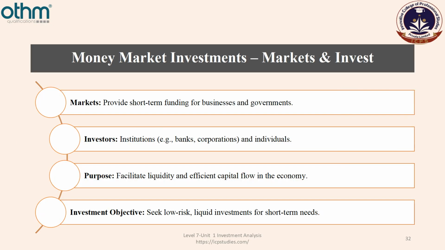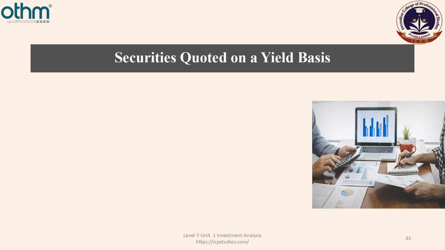So we have the money market investment, which means market and investor. First we have market, in which we provide short-term funding for business and government. Then we have investor, in which we have different institutions, for example, bank, corporation, and individual. Then we have purpose, in which we facilitate liquidity and efficient capital flow in the economy. Then we have investment objective, in which we seek low-risk, liquid investment for short-term needs.